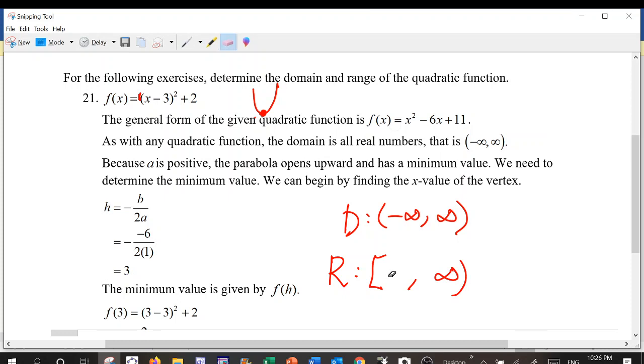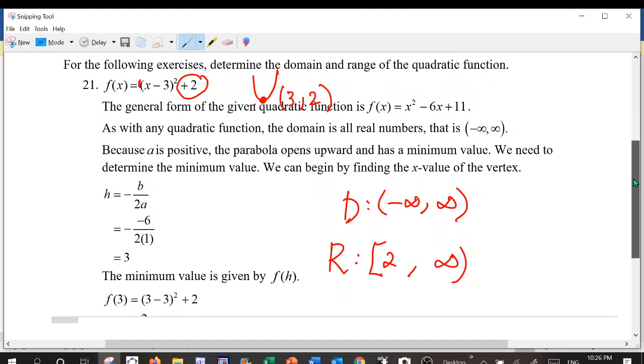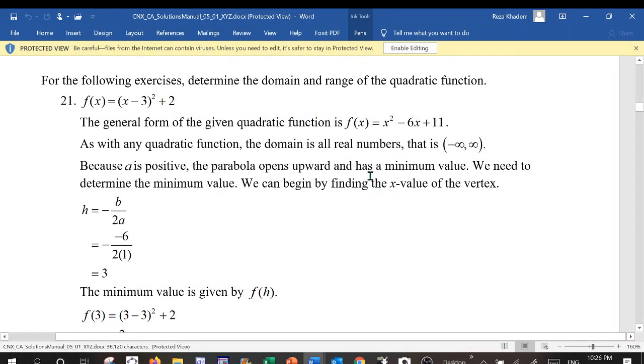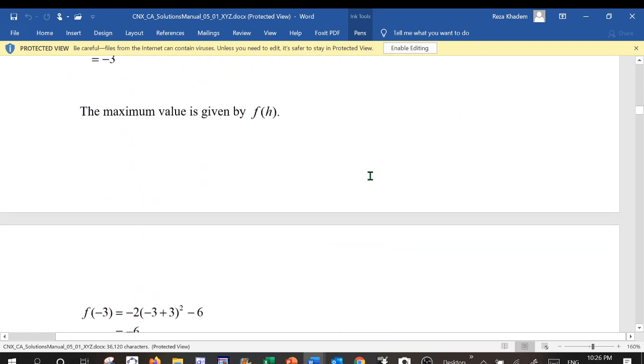Now, we don't know that number. That number is k, and we know k is f of h, right? But in this case, k is what? k is right here, right? Because we know the vertex. The vertex is 3 and 2. So basically what we have is the range is going to be from 2 to infinity, including what? Including 2. All right, so that is done.